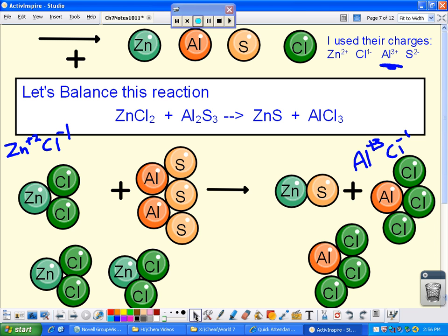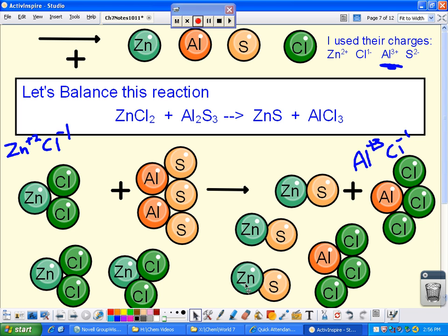The sulfur's not balanced. So what do I need to add? I can't just add S. I've got to add zinc sulfide and zinc sulfide. So now I've got 1, 2, 3 sulfurs here and 1, 2, 3 sulfurs. And the zincs, 1, 2, 3, 1, 2, 3. Aluminums, 1, 2, 1, 2. So now everything's balanced. So we're going to go back into that equation and balance it for me.